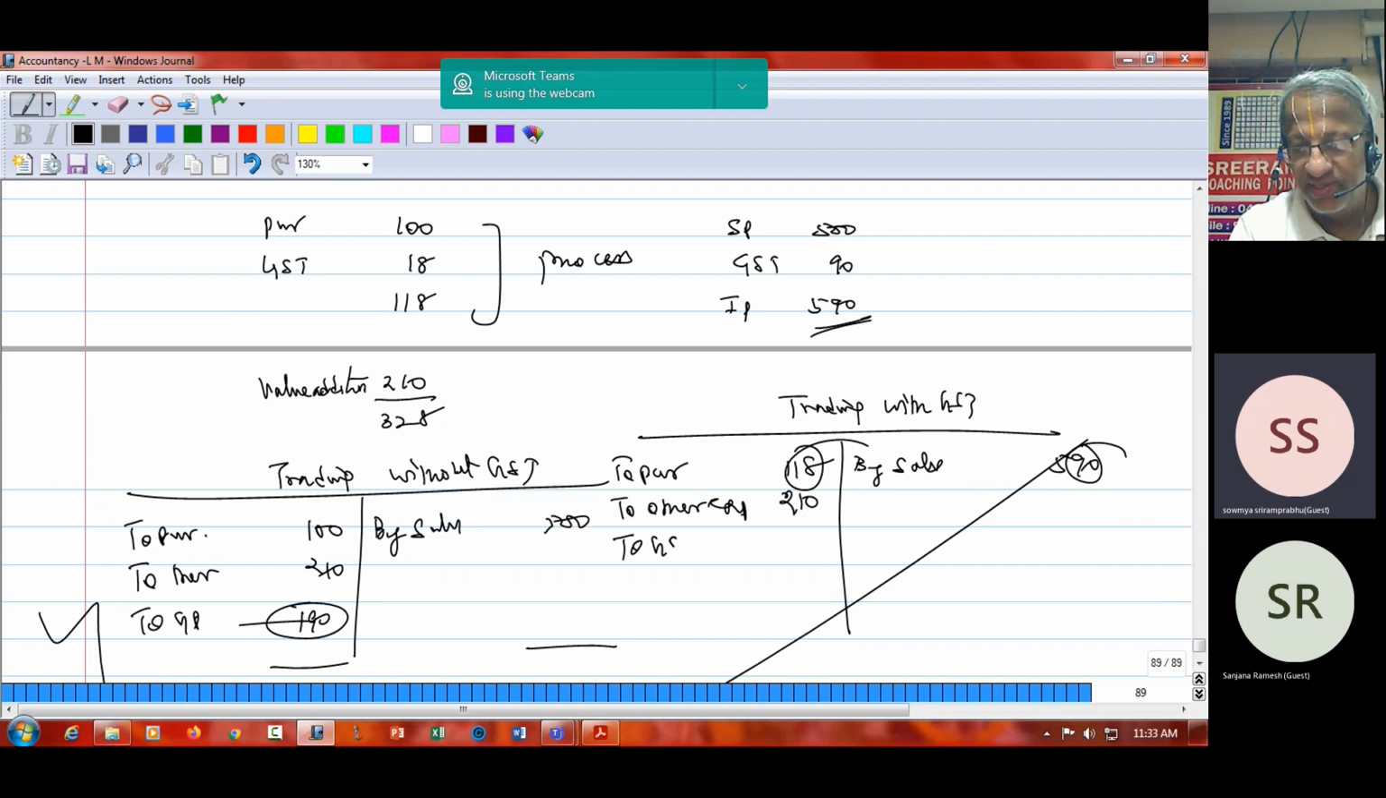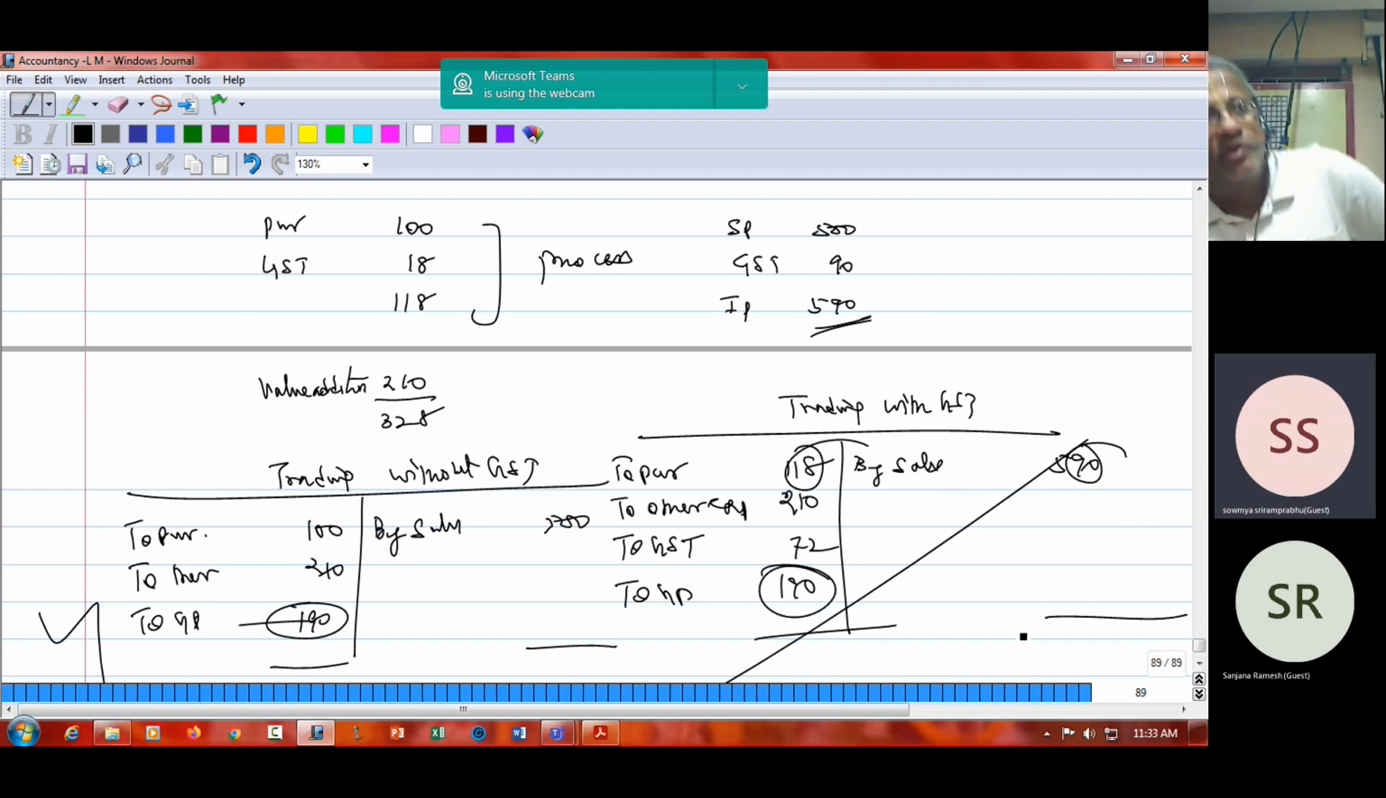So GST I have to pay from my side: 72. What is my gross profit? 190. So what is to be considered as profit? 190. Am I right? Yes or no? Yes, sir. So how is this accounted? Are you clear about this one? Yes, sir.